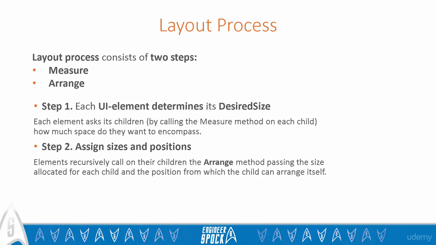The second step is the arrange step. At this step, elements recursively call the arrange method on their children, passing the size allocated for each child and the position from which the child can arrange itself. The final size allocated for the element can be less than the desired size calculated by the element at the previous step, because sometimes there is just not enough space. This is normal behavior.